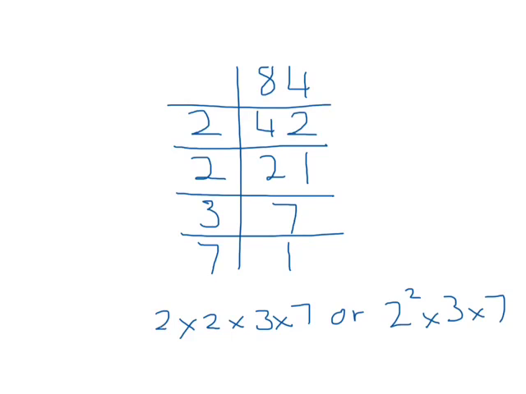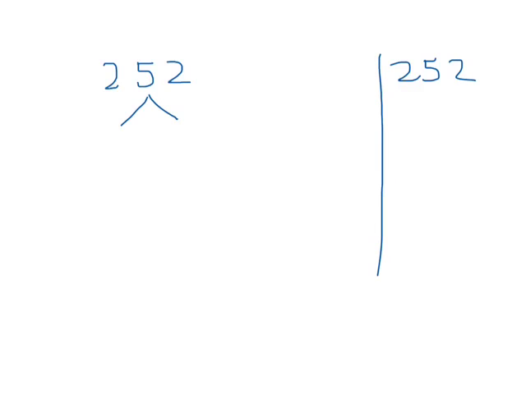Okay, let's give one more example showing both. And this time we're going to use the number 252. I'm going to do a tree at this side and a table at this. Okay, we can see that 252 is even, so it will have a prime factor of 2. That goes on the left-hand side.